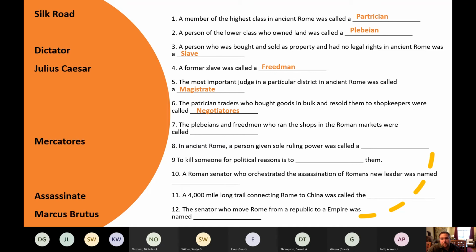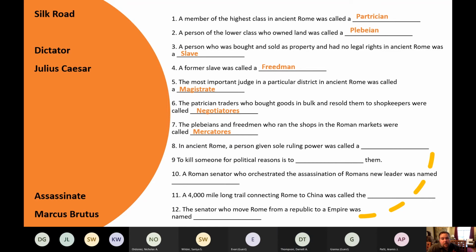Gianna, what do you think? Oh, you went away. That's okay. Let's see. Darnell, what do you think? I think it would be a mercators. Good. So the root word comes from like merchant, right? To buy and sell. So good.